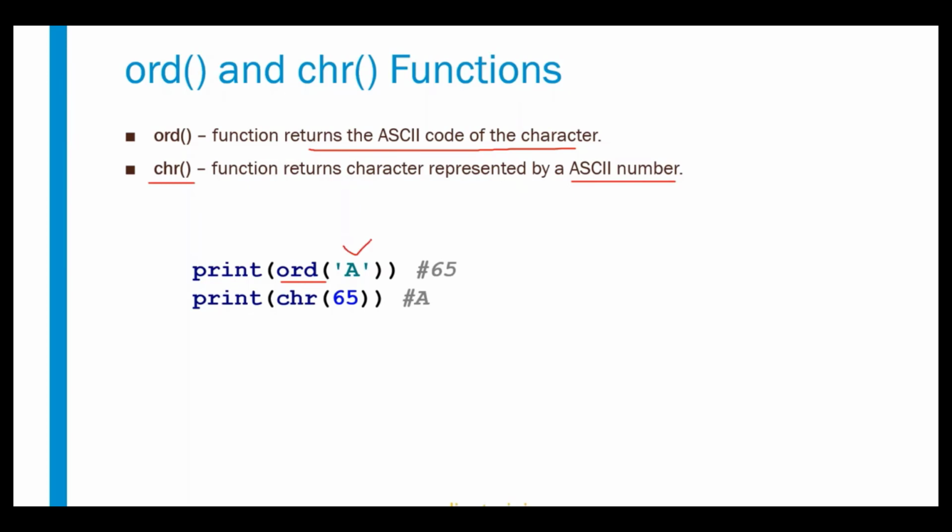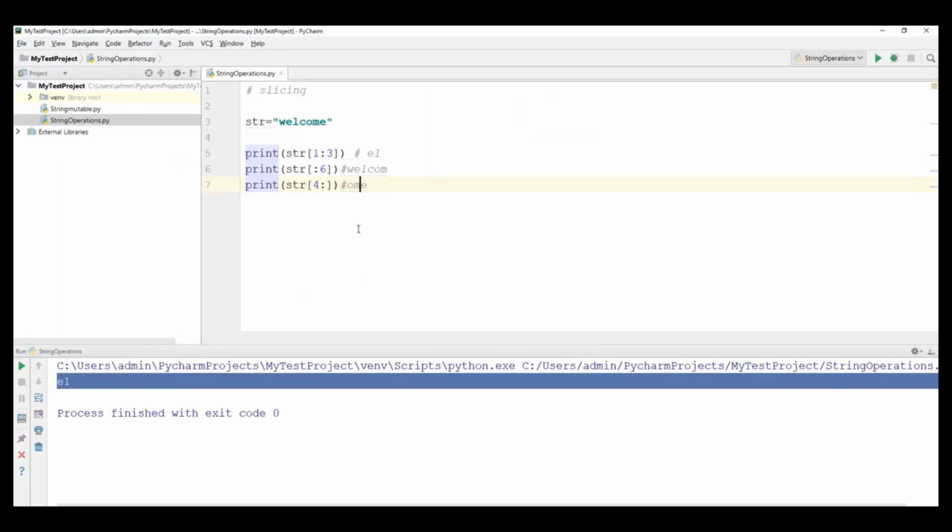ORD of A. A is a character, and the ASCII code for that character A is 65. And suppose you pass 65 to the CHR function, it will return the exact character. It's very simple. Now let's try it in PyCharm.